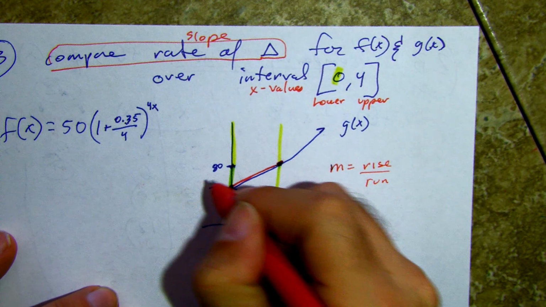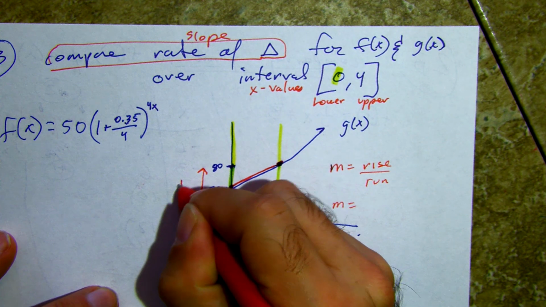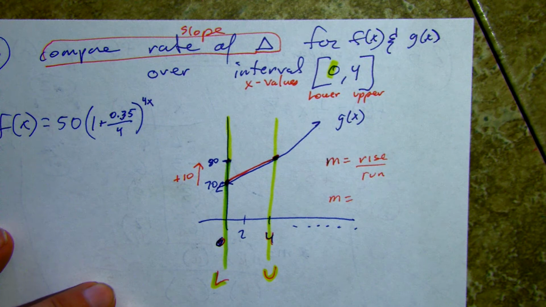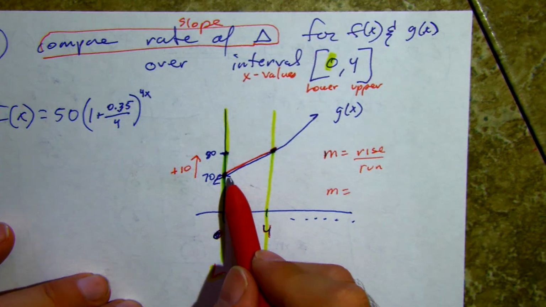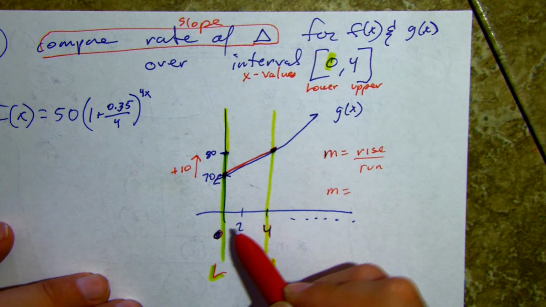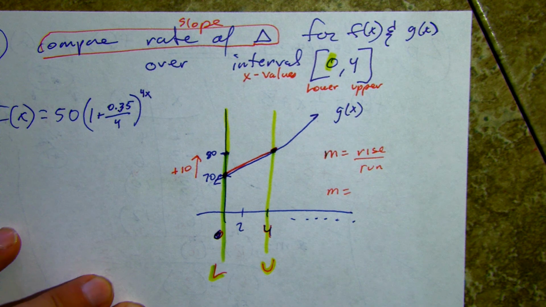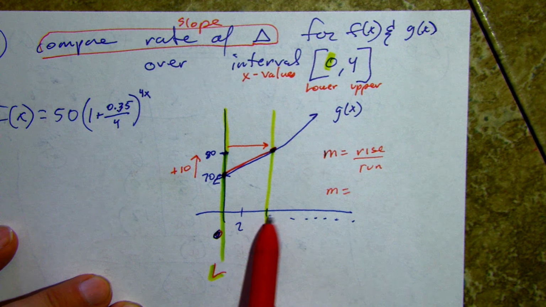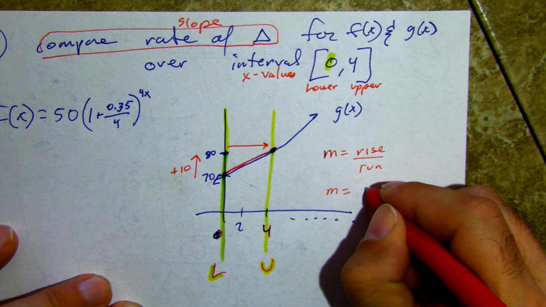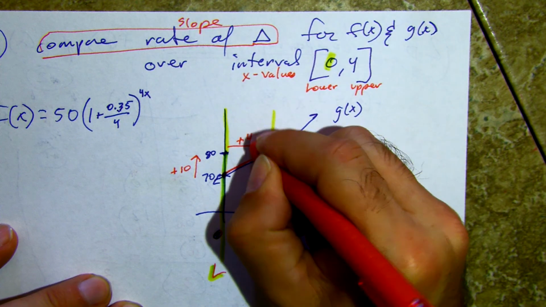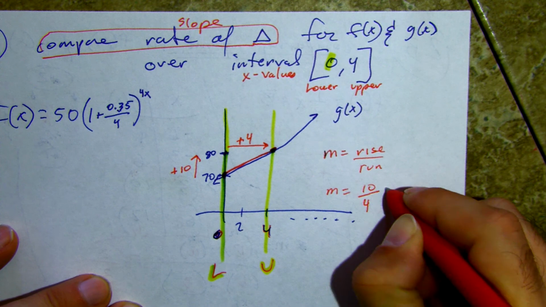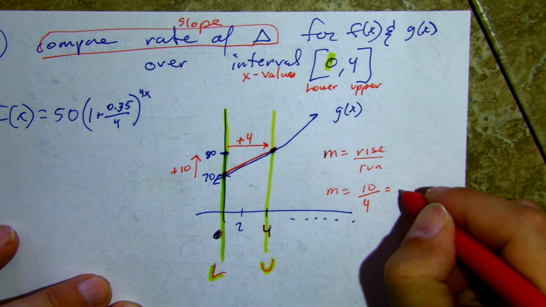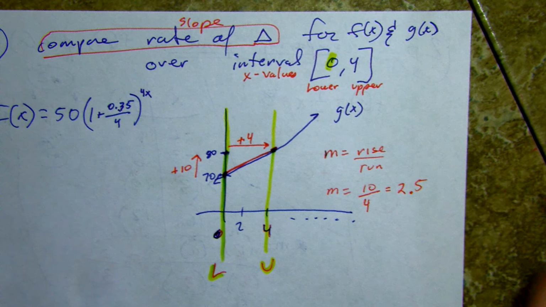So what is the rise if I go from 70 to 80? Plus 10, right? I'm just looking to see what the slope is between this point and this point, x is 0 and x is 4. Then I need to go to the right. How far to the right from 0 to 4? Plus 4. So it's 10 over 4, and that gives us 2.5. Is everyone okay with that?